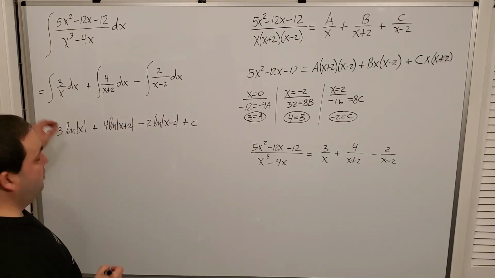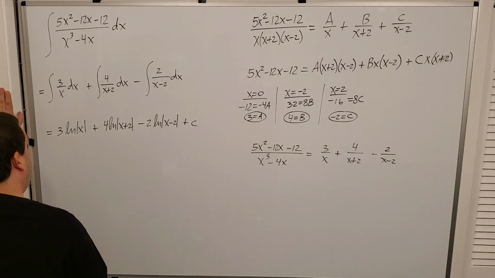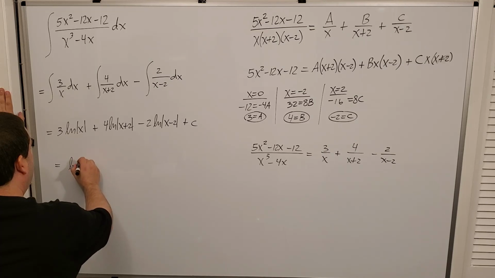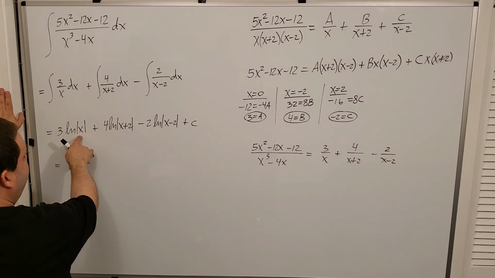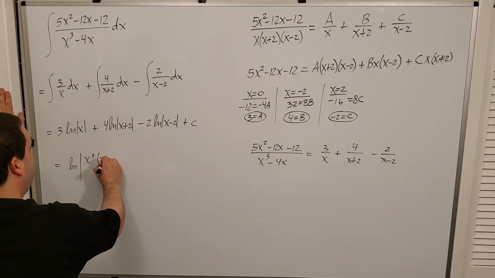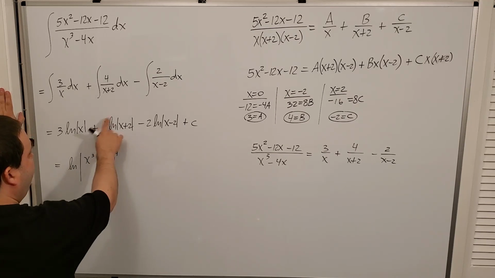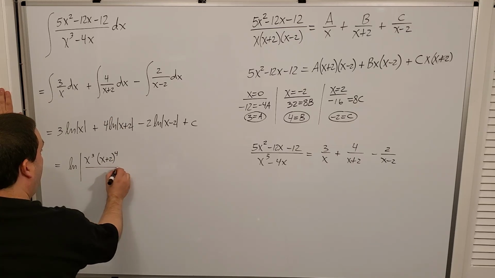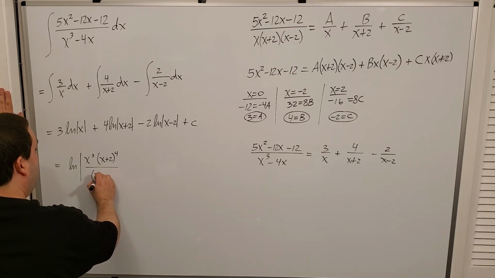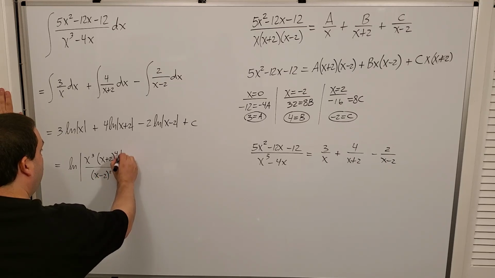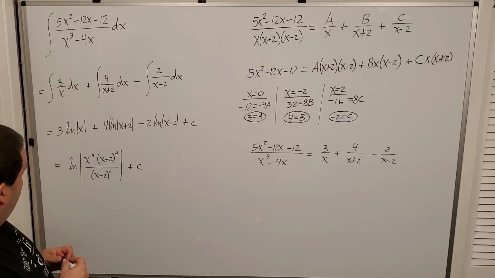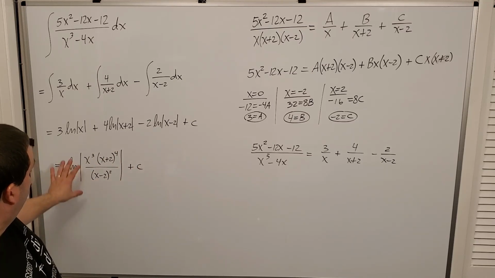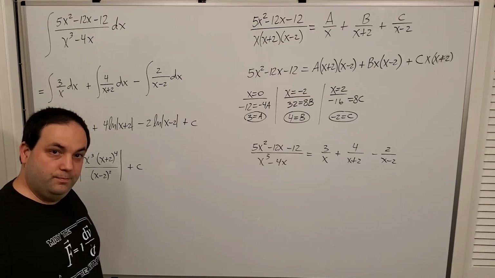And of course, knowing your laws of logarithms, you can simplify this into ln absolute value of x cubed, because the 3 comes in here, times x plus 2 to the 4th, that's the power here, divided, because of the subtraction, by x minus 2 squared, and then plus c. Either one of those is acceptable, of course, but this is your final result of your integral.